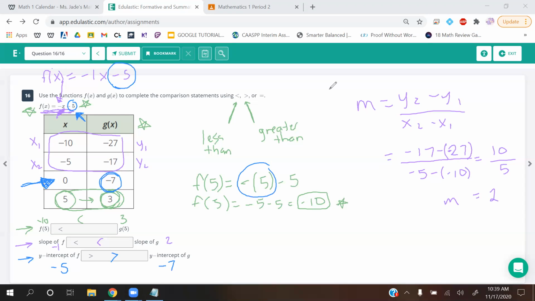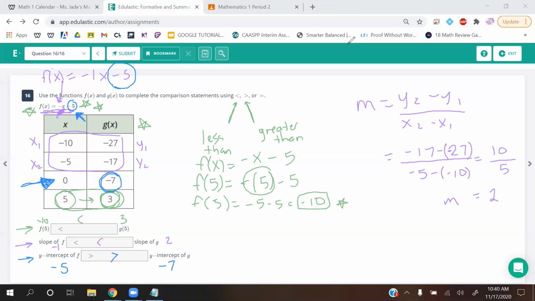Wait, you said okay. So the green example. You're asking about the green example? Oh, okay. Let me do this in green because I want it to be in green. So this one is -5 because of our equation right over here. I'm going to rewrite our equation out. f of x is equal to -x minus 5.